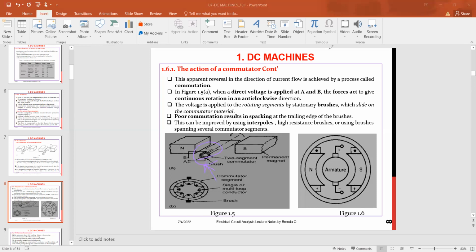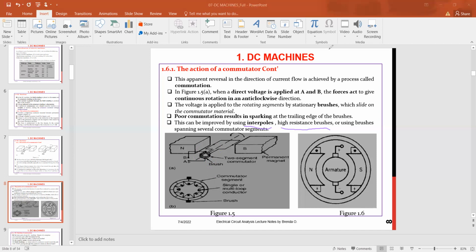Poor commutation results in sparking of brushes. This can be improved by using interpoles or high resistance brushes, or by using brushes spanning several commutator segments. So to avoid poor commutation, you use interpoles, high resistance brushes, or brushes spanning several commutator segments.